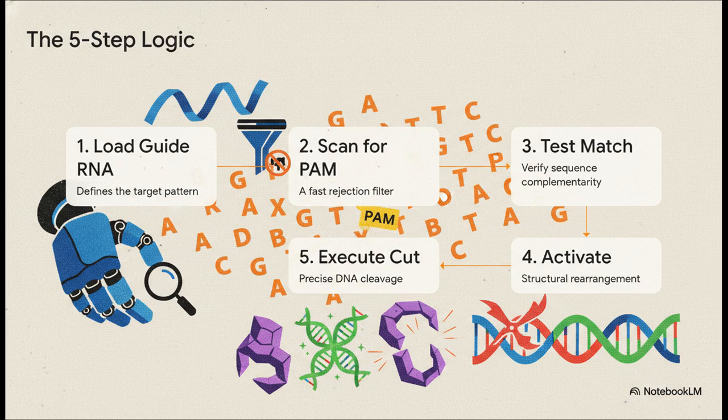First up, it loads what's called a guide RNA. You can think of this as its search query, the thing it's looking for. Second, it zips along the DNA, scanning for a tiny 3-letter tag called a PAM motif. This is just a quick filter to see if it's even in the right neighborhood. Third, if it finds a PAM, it then carefully tests the DNA right next to it to see if it perfectly matches its guide. Fourth, and this is cool, if the match is good enough, the entire protein literally changes its shape to activate itself. And finally, step 5, it makes a clean, precise cut.